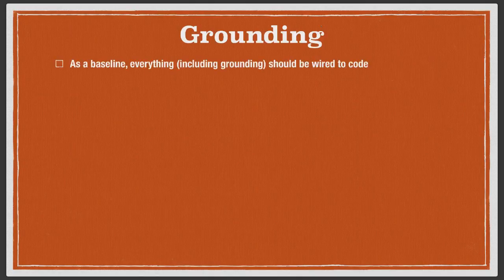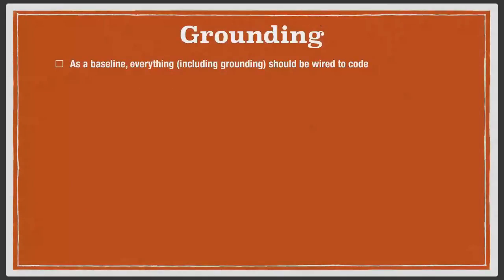So as a baseline, I would, of course, do everything, including the grounding, wired to code. That's kind of a given. This means that there's going to be at least one ground rod that is connected to the ground bus bar in the main breaker box. And that connects to the ground on all the appliances and receptacles in your house.